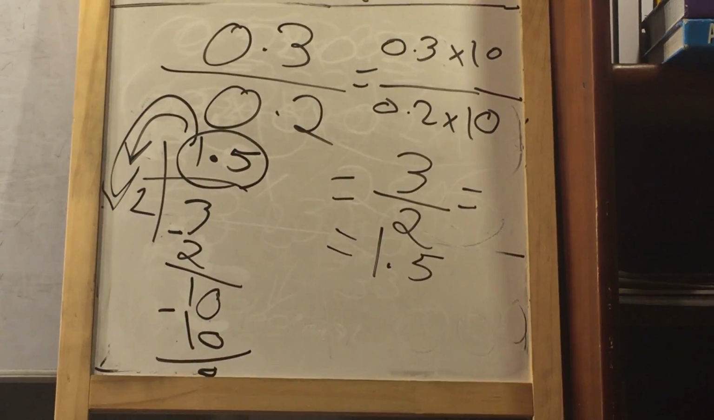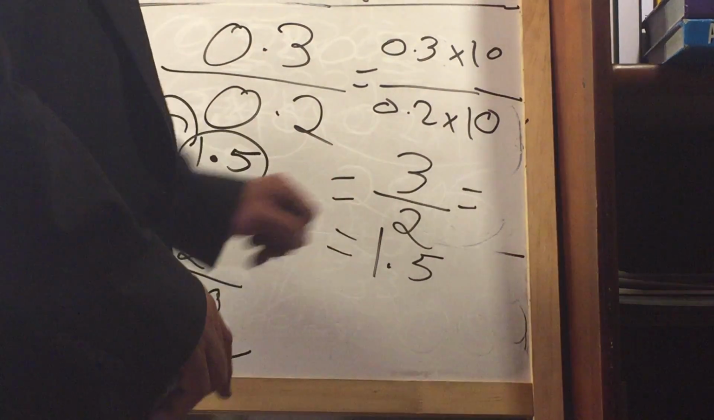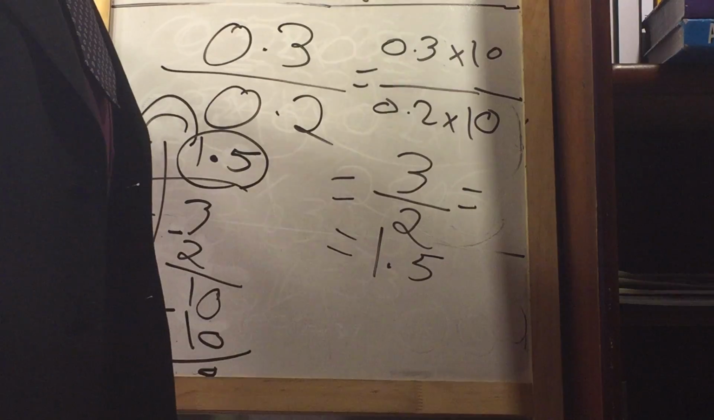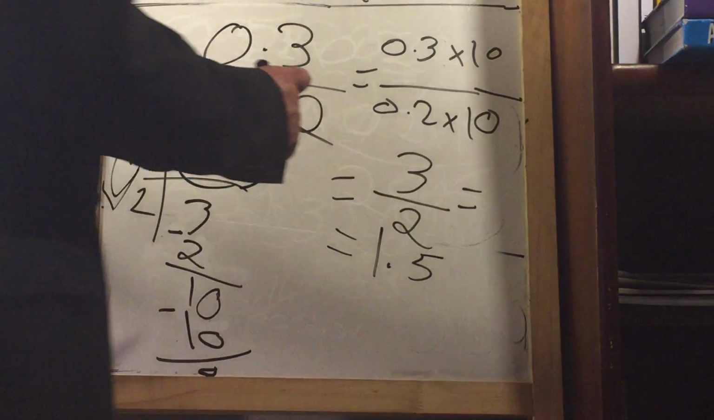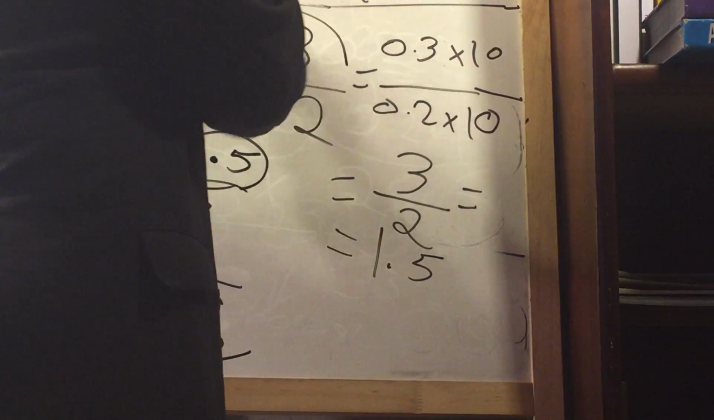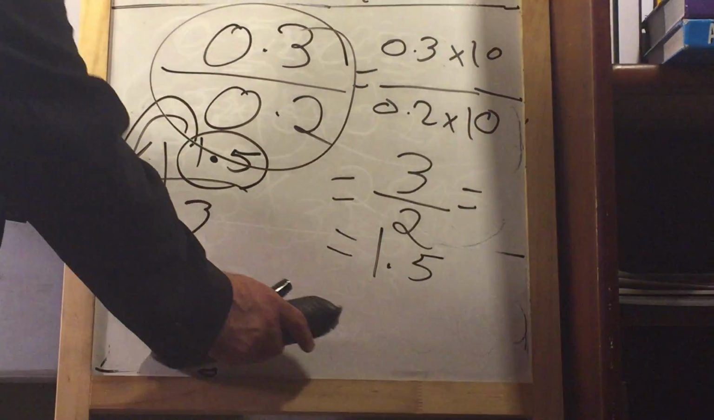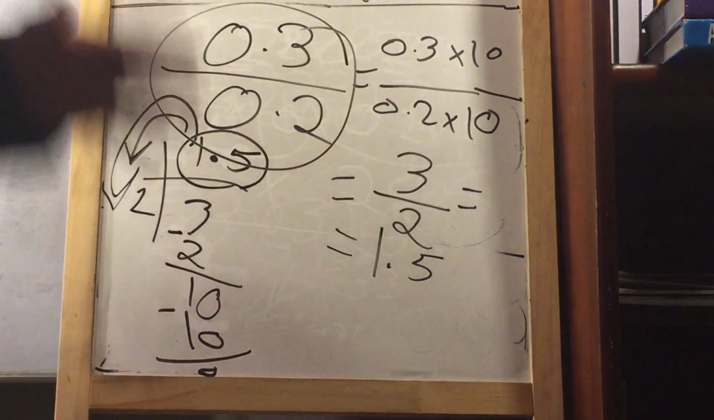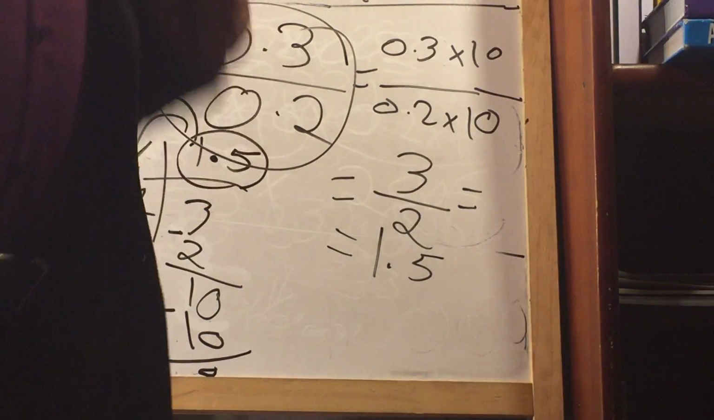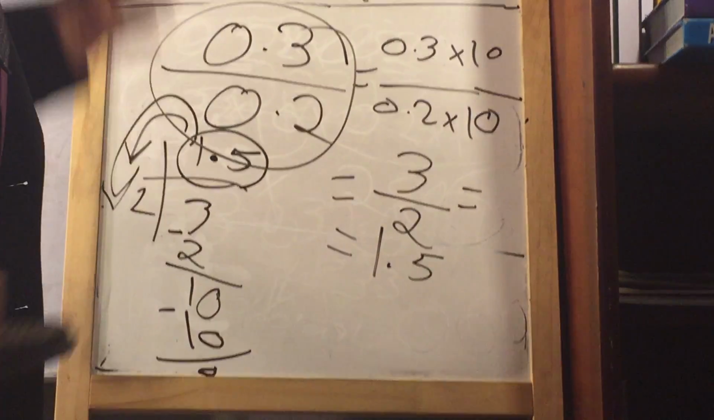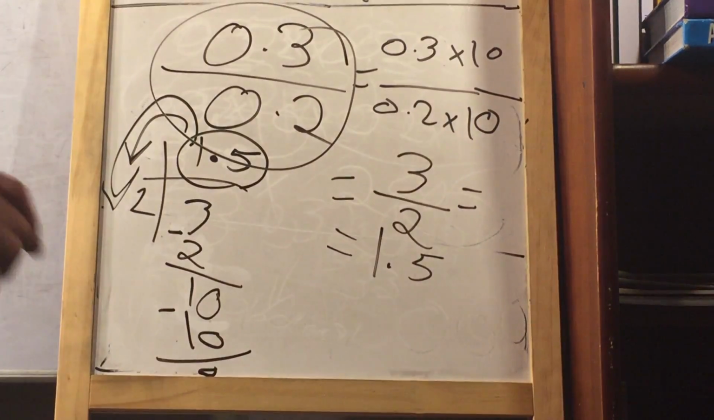Now, 0.3 divided by 0.2 is 1.5. 3 over 2 is the same thing, also 1.5. So this whole thing equals 1.5. And that's how we divide decimals. Please take a couple of minutes, think about it. I'm going to review it one more time, okay?